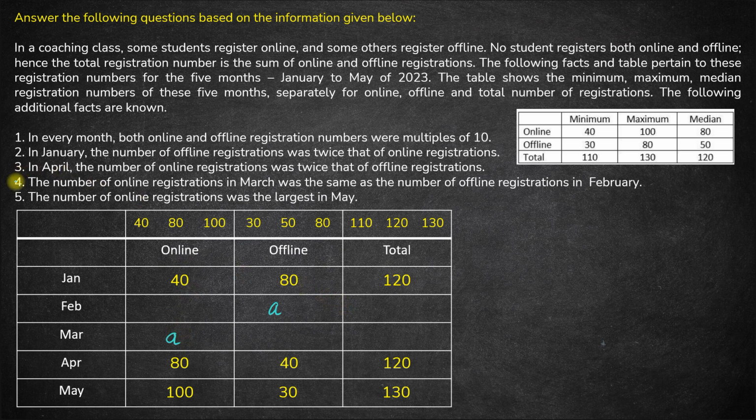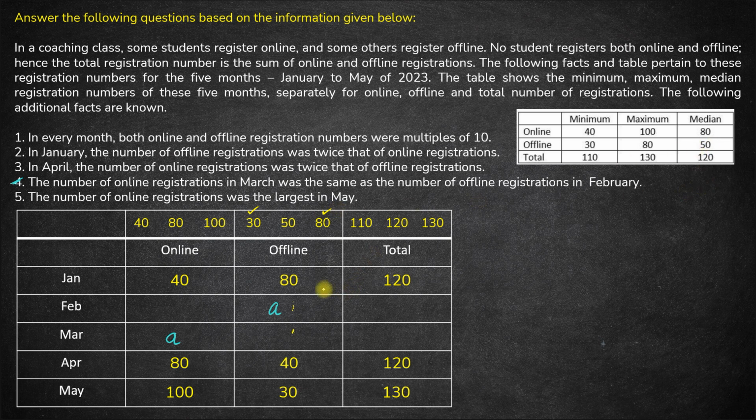And now we are remaining with just this last point, that the number of online registrations in March is the same as the number of offline registrations in February. And we know the minimum number of registrations is 110. So one of these two values has to be 110. So we'll come to it later. Let's first figure out what are the possible values that can come in these two positions, right? So we wanted a minimum 30 for offline, we got that. We wanted a maximum 80, so we have got 30 and 80.